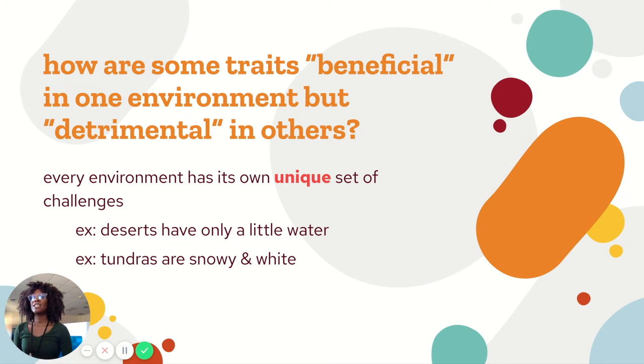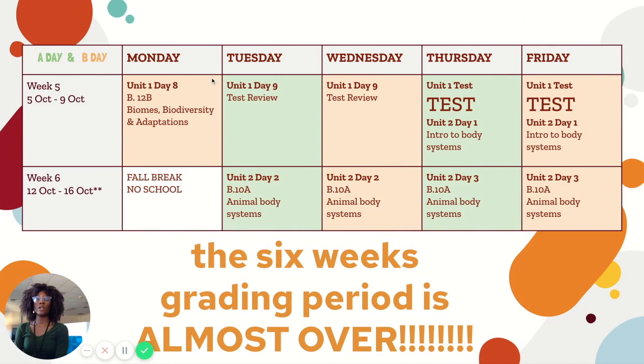Each environment has its own unique set of challenges that are going to make some traits beneficial while other ones can be detrimental. So again, in a tundra, since it's snowy and white, an organism that has lots of fat would do really well there, right, because it'll stay warm. But if you take that same organism that has all that fat and place it in a desert, it's probably going to die off because of all that fat and because it's so hot in a desert. So that's how some traits can be beneficial in one environment but detrimental in others.